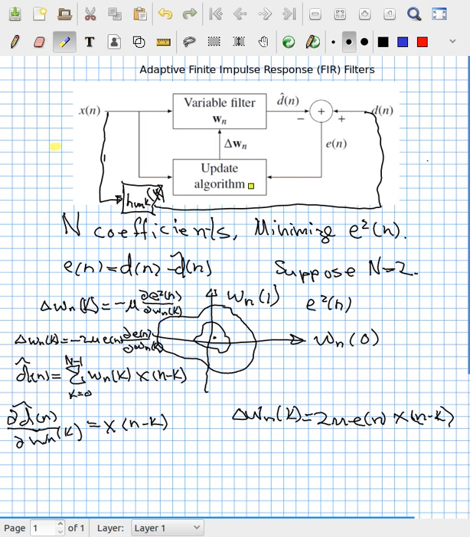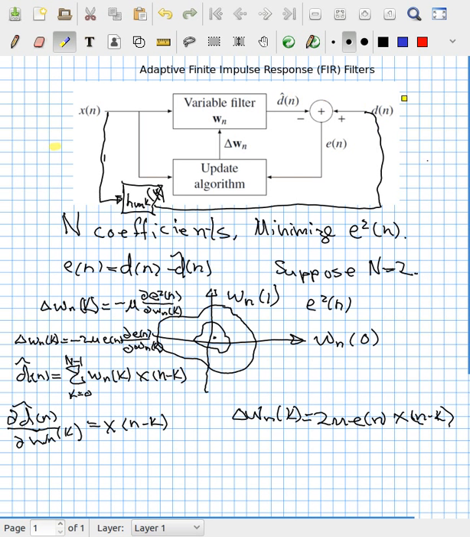Here we have an adaptive FIR filter. There's a regular FIR filter here with coefficients W sub n of k. There are capital N of them, and coefficients down here. You convolve the input to that filter, x of n, with the W sub n, and you get the output here, d of n hat.